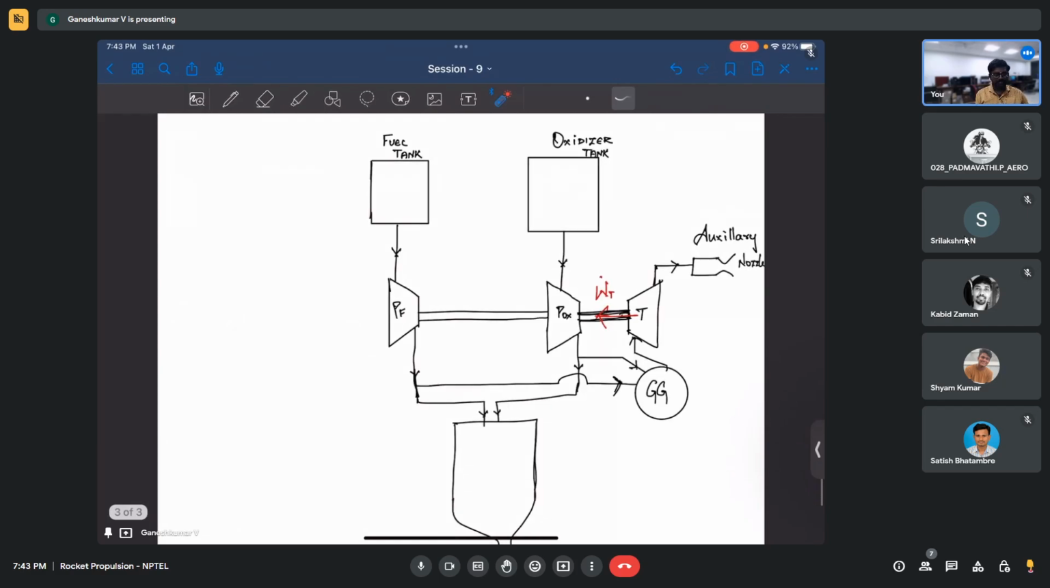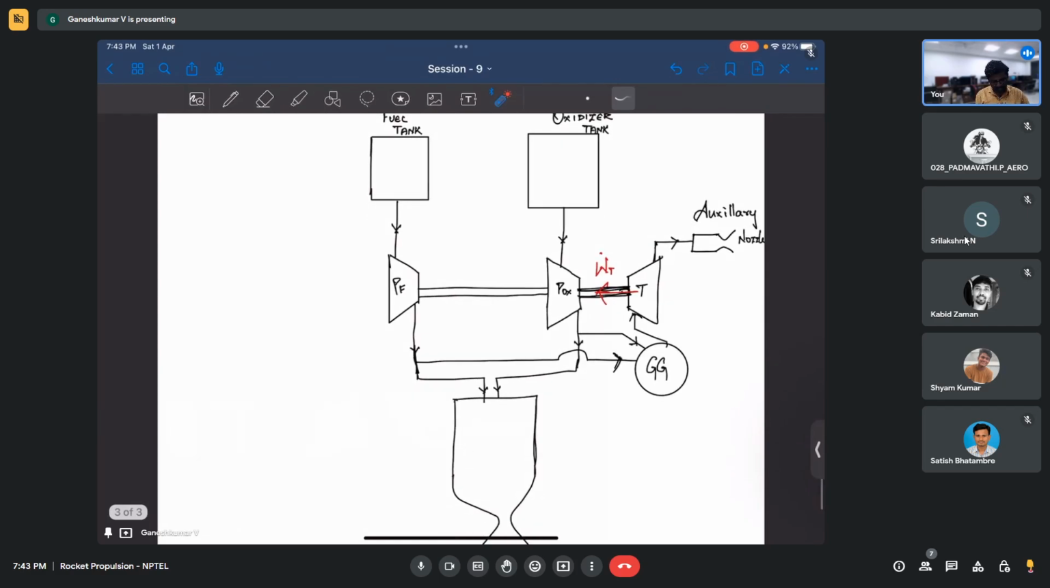Anyway, so that is not our interest. So this is the gas generator cycle. You're going to bypass fuel and oxidizer lines into the gas generator, and you are going to generate some gases, and you are going to give it to the turbine, where the turbine runs and takes the energy out of it, and then you send it to the auxiliary nozzle to remove the remaining energy, and it lets out to the ambient. Okay. So this is the gas generator cycle.